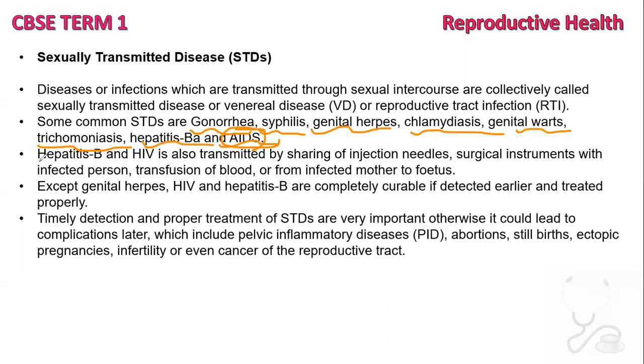Hepatitis B and HIV are also transmitted by sharing infected needles and surgical instruments with infected persons, transfusion of blood, or from an infected mother to the fetus. Except for genital herpes, HIV and hepatitis B, which are incurable, all others are completely curable if detected earlier and treated properly. But genital herpes, HIV and hepatitis B cannot be cured at all.